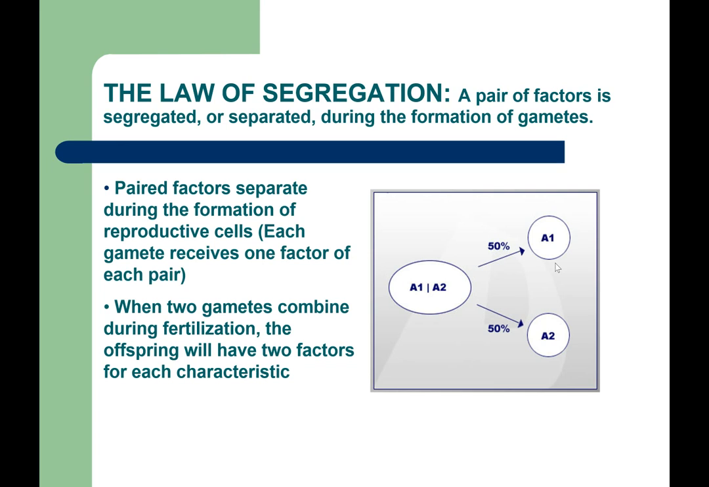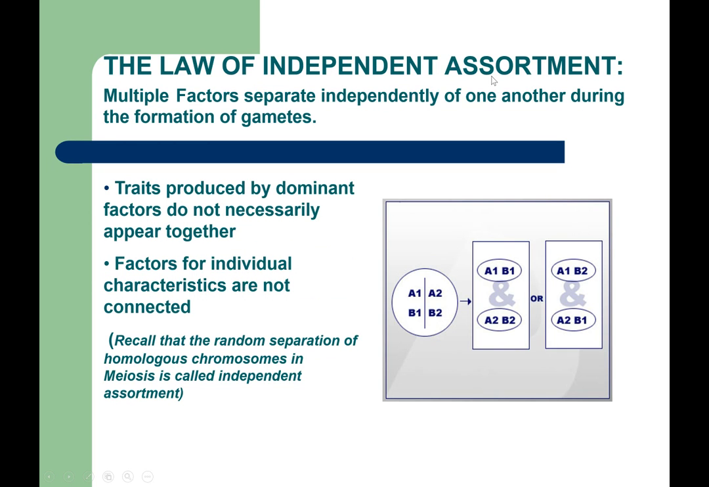So think back to meiosis last week. Then, when the gametes combine, you come back to two alleles for each characteristic. So here's the definition for the law of segregation. And the second one, the law of independent assortment, also relates to meiosis, meaning factors separate independently of one another during formation of the gametes.